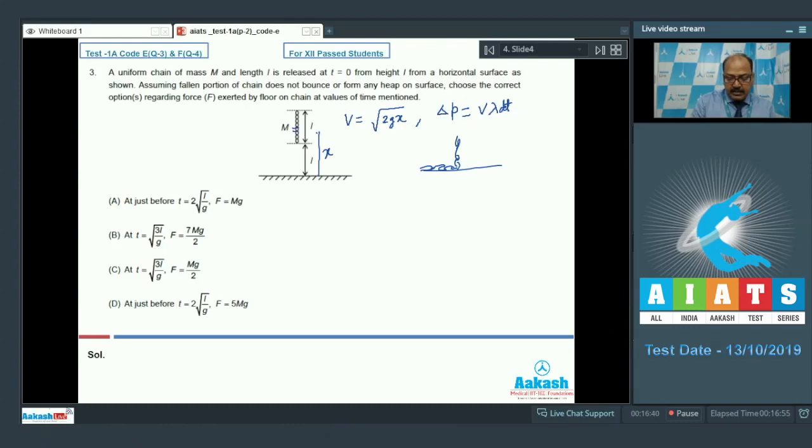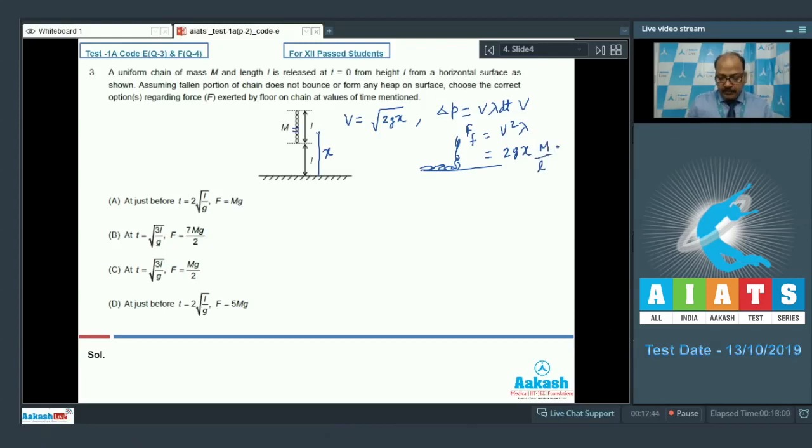This is the mass, its speed was v, so its momentum was this into v. To find the force by the falling part, we divide this by dt, and so we get force by the falling part equals v squared lambda, which means it is equal to 2gx into lambda, where lambda is m upon L.